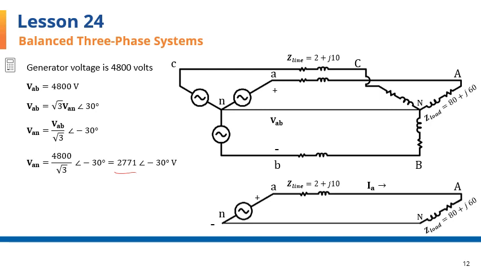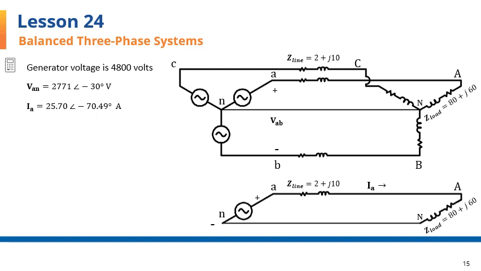We can now calculate IA as VAN over the sum of the line and load impedances. 2,771 with negative 30 degrees over the sum of the line impedance and the load impedance, each as a single phase quantity. And IA comes to 25.7 amps with negative 70.49 degrees of phase angle. Let me summarize the two results we have found so far, VAN and IA.